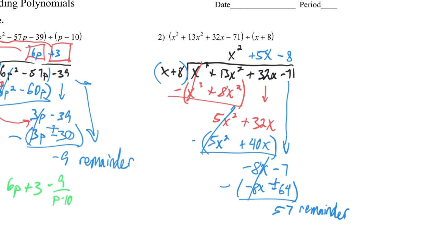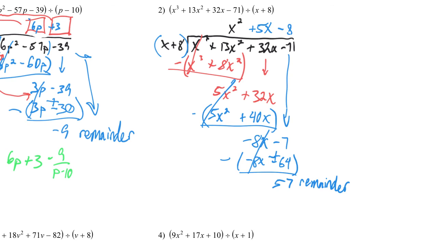And we write our answer. We take the stuff on top: x squared plus 5x minus 8. And then you put minus 7, because that 7 is a negative, over whatever we divided by, x plus 8.